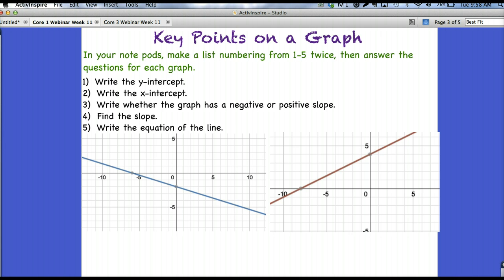Okay, and then when you're done with that, now I want you to write the x-intercept for the first graph. So what is the x-intercept? You're going to do that in number 2. So Kiona is way on it. Good job. Janae is in the process. Very nice. So x-intercept, guys, for number 2.